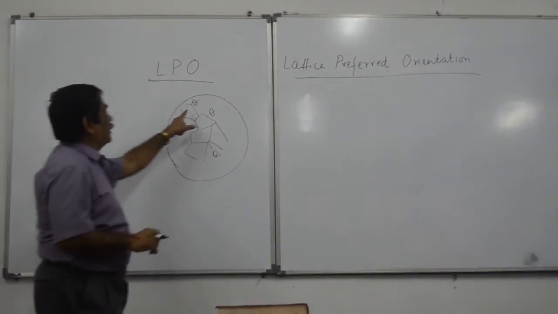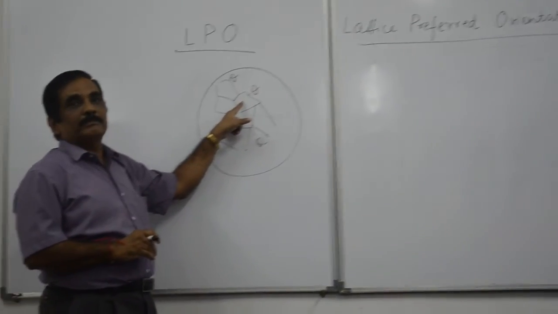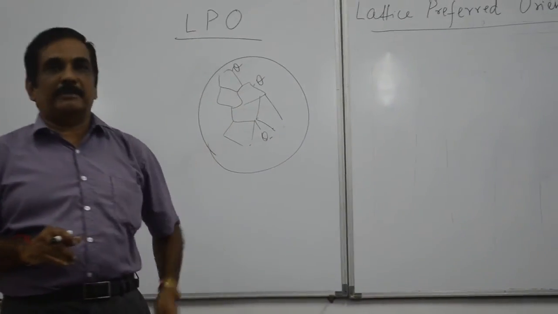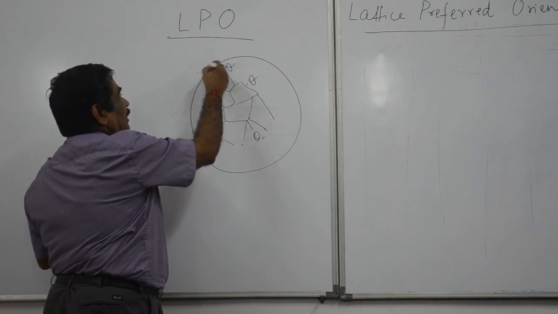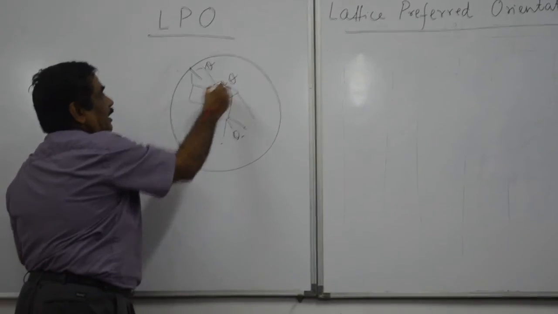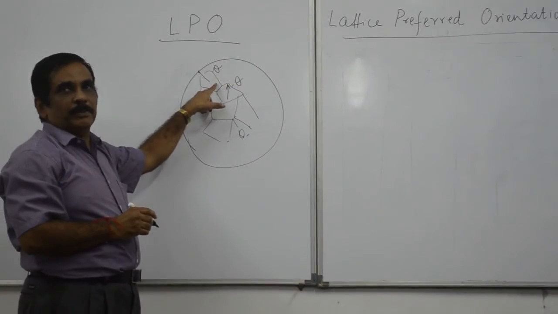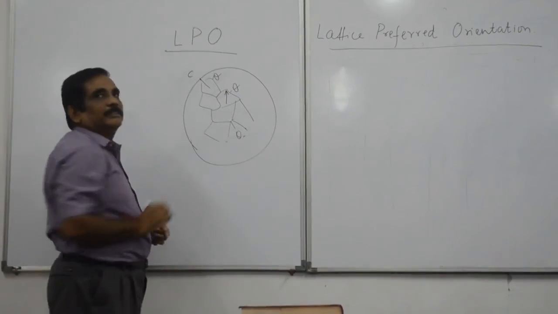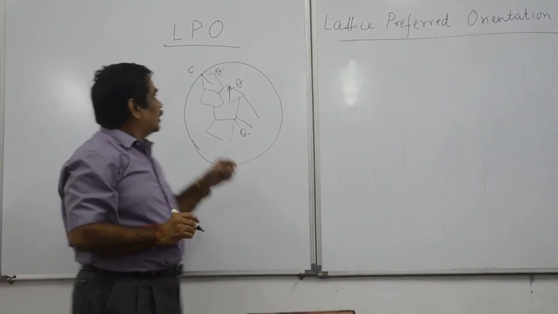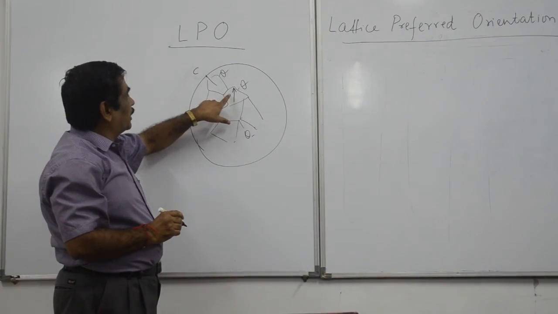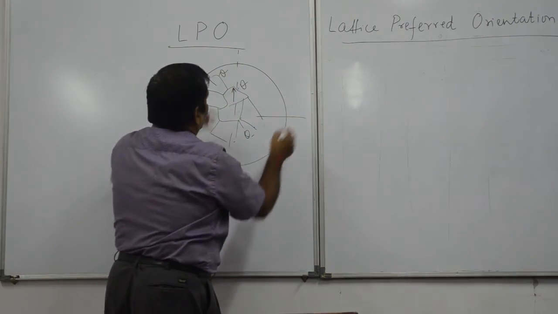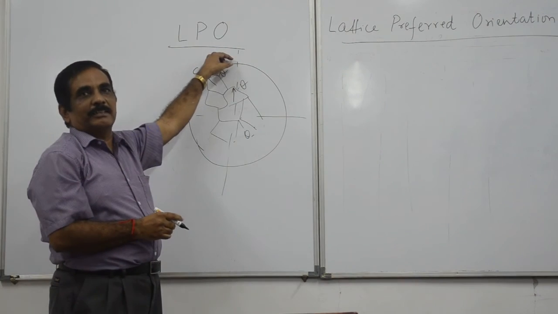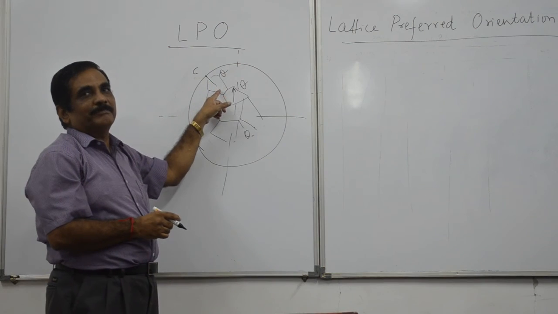this grain will be extinct, this grain will be open, because they are haphazardly oriented. Its optic axis may be in this direction. Its optic axis may be in this direction. Optic axis you are understanding now here. So the one whose optic axis is parallel to the polarizer and analyzer will become extinct. This will not be extinct.